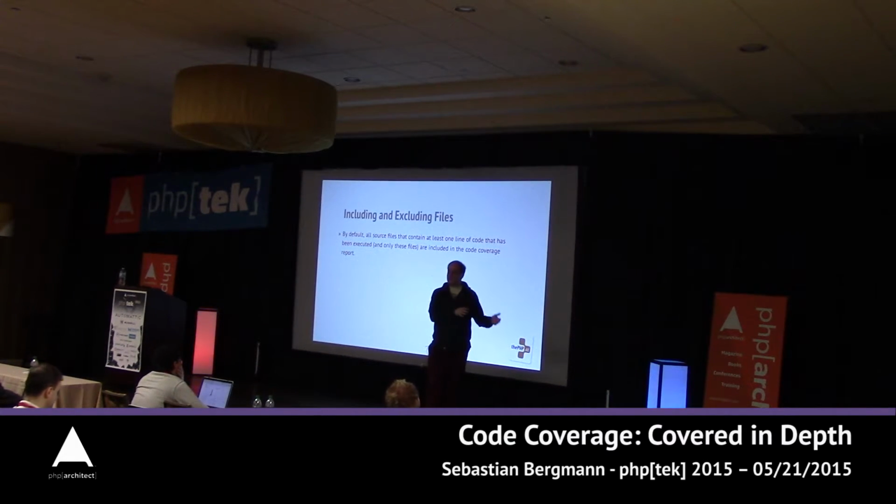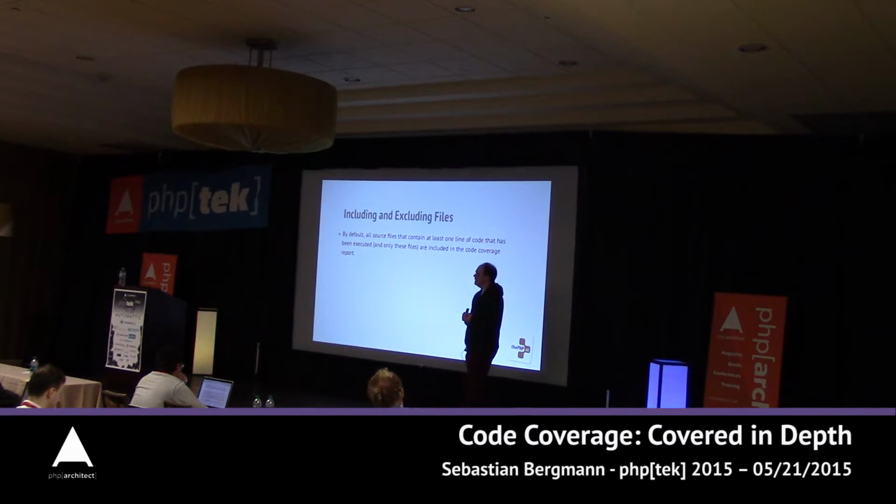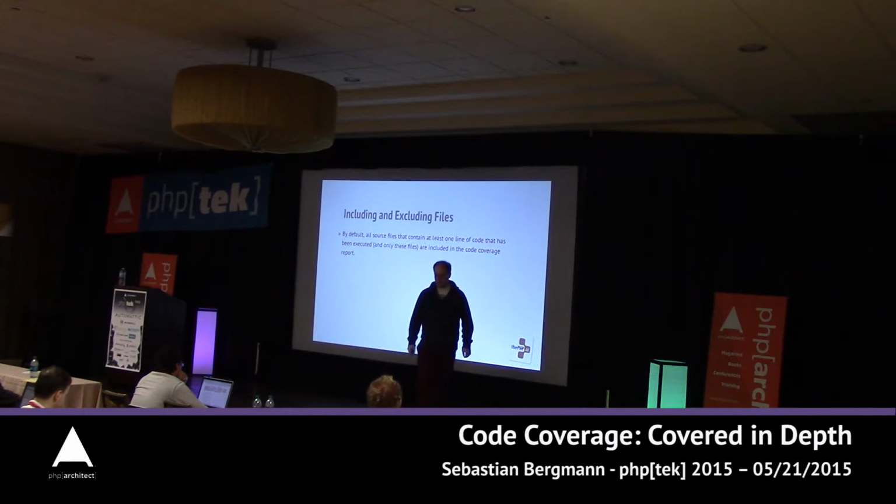So that's how we collect code coverage information and how we can present it, but there's a lot of configuration things that we can have a look at. And the most common thing that most people configure is which files do I want to have show up in my code coverage report. By default, all source code files that contain at least one line of code that is executed while the test suite is running show up in the code coverage report.